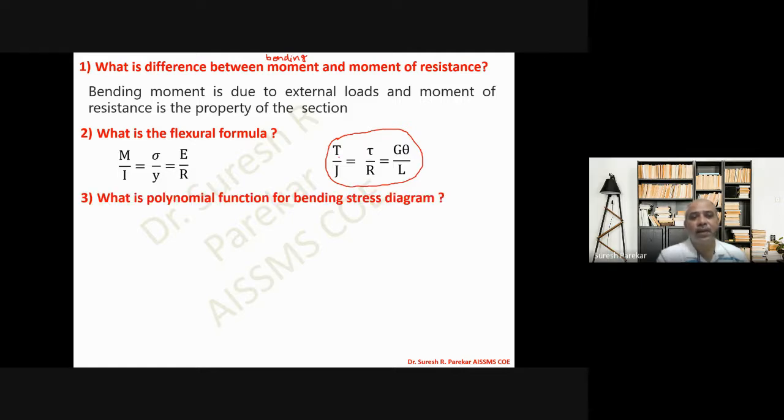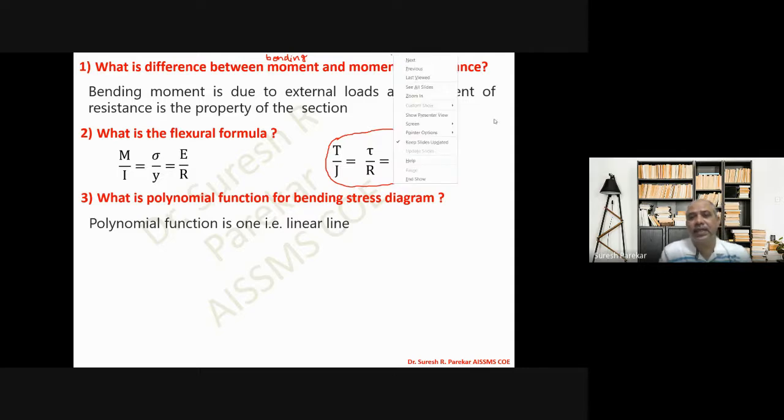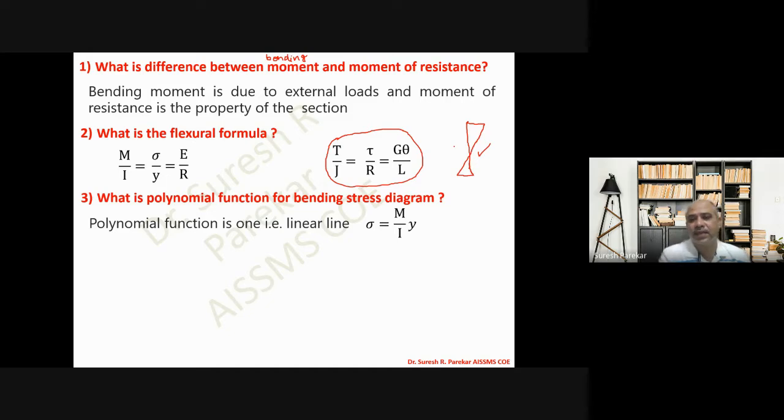What is the polynomial function for the bending stress diagram? The polynomial function is a linear line. If you remember, we have this as two triangles. When we talk about the bending stress diagram, we always have this, whatever section you have. That means sigma is equal to M by I into y, and M by I is constant for a particular section, and therefore sigma is directly proportional to y.